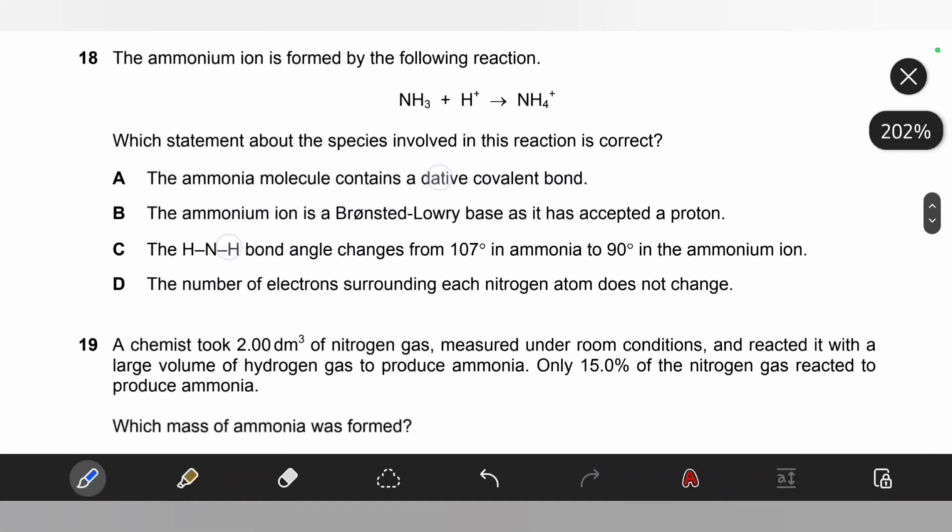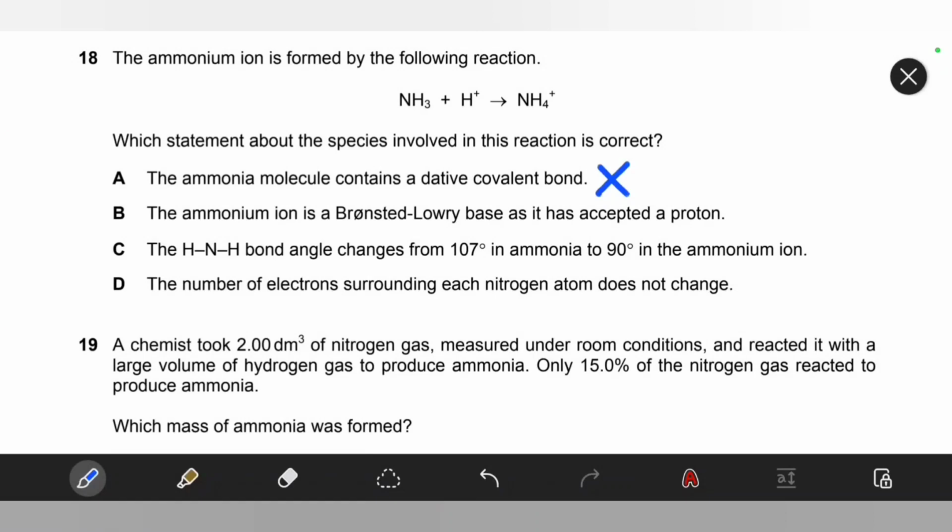Now question number 18. The ammonium ion is formed by the following reaction. Which statement about the species involved in this reaction is correct? The ammonia molecule contains a dative covalent bond. No. The ammonium ion does, but not the ammonia molecule. The ammonium ion is a Bronsted-Lowry base as it has accepted a proton. Let's read the other options first.